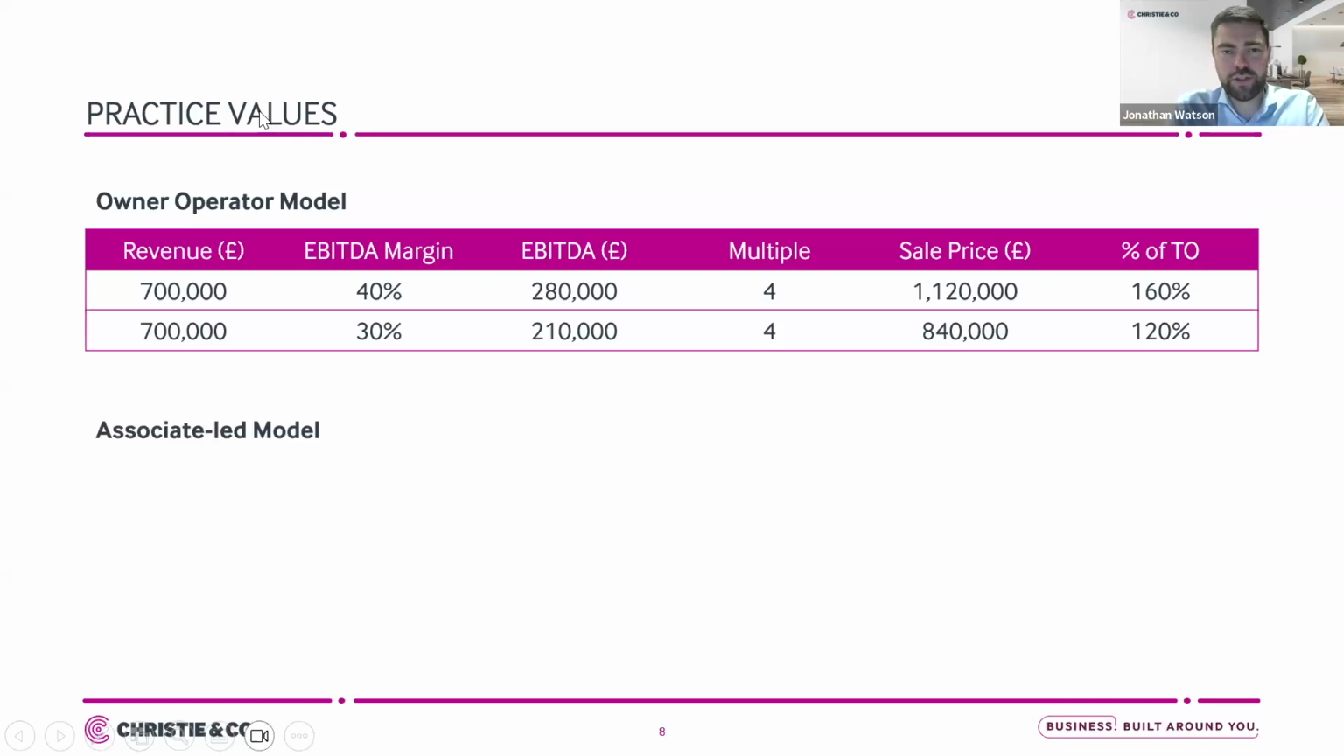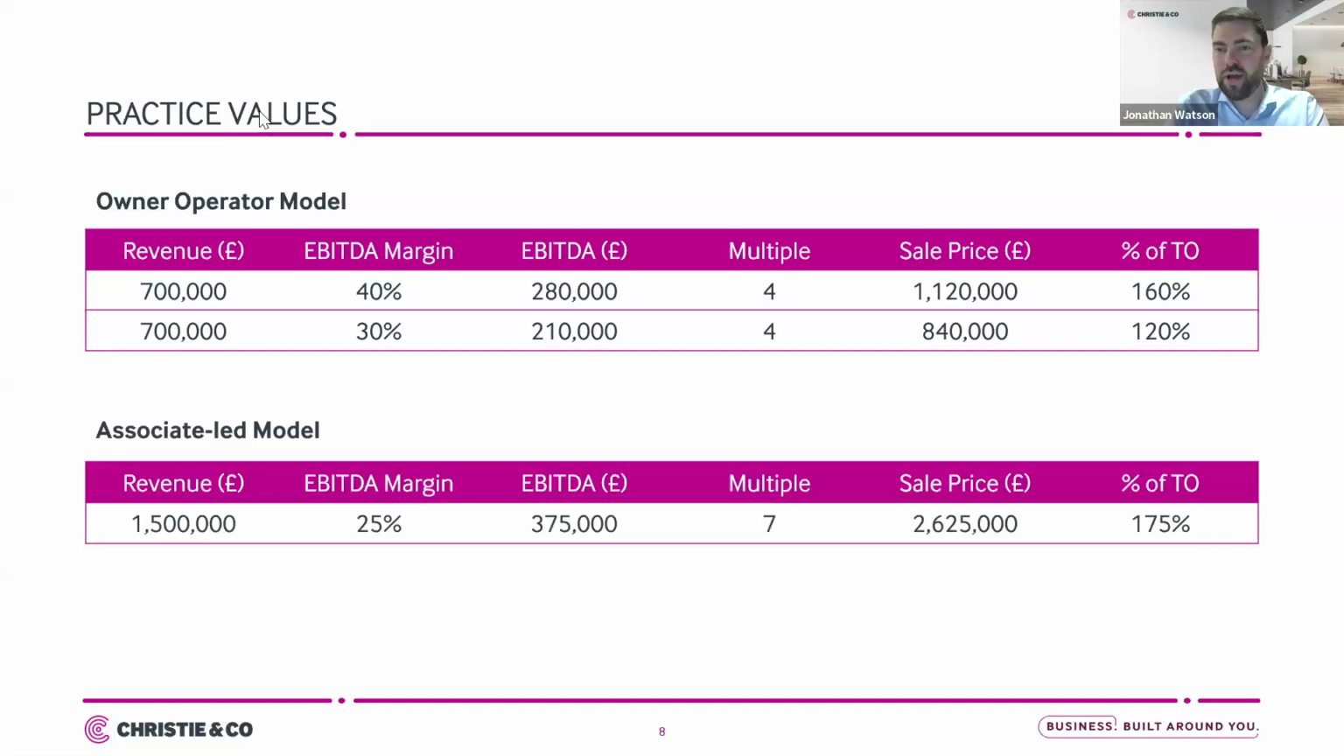And just really quickly show how that works on an associate-led model. If we've got a practice with 1.5 million pounds of turnover with a really nice 25% EBITDA margin, producing a profit of 375 at a 7 times multiple, we're getting over a 2.6 million pound sale price, which is a really healthy 175% of turnover.